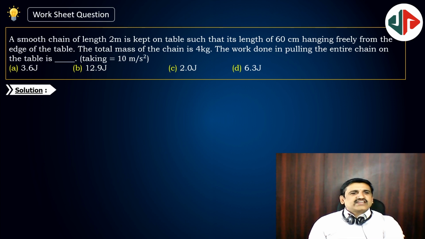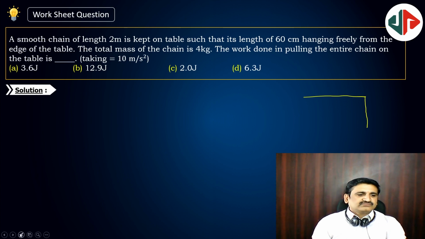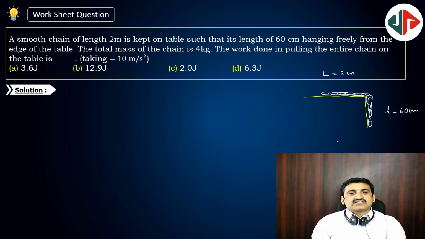A smooth chain of length 2 meters is kept on a table. Here I will draw a picture. A smooth chain of length 2 meters. Length L is equal to 2 meters. 60 centimeters is hanging. Hanging length is 60 centimeters, at the edge of the table. Total mass of the chain is 4 kg. Total mass M equal to 4 kg. The work done in pulling the entire chain onto the table is.